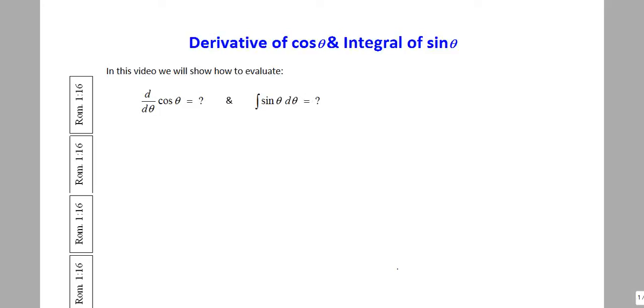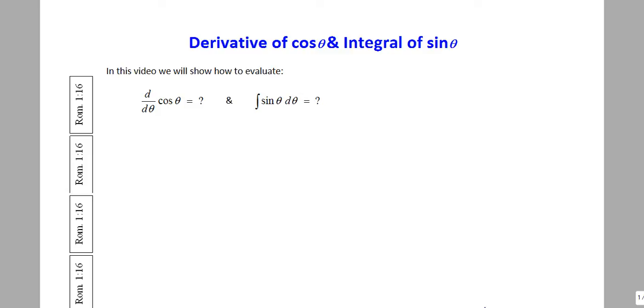Okay, my friends, now we're going to do almost the same thing as the last video, except now we're switching roles. We want to prove rigorously what the derivative of cosine of theta is. We all know that ahead of time, but like I said, we'll do that rigorously so that we know the answer beyond a shadow of a doubt instead of trying to just trust someone else's word for it.